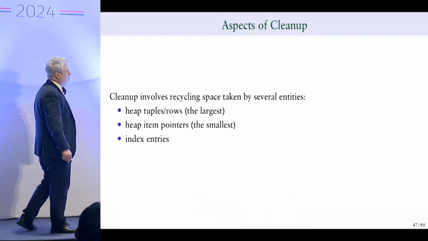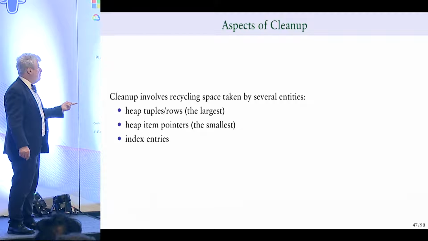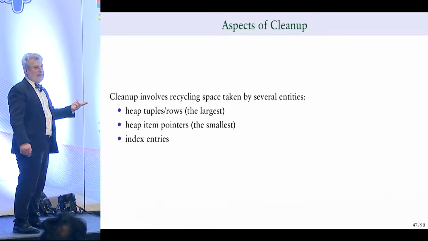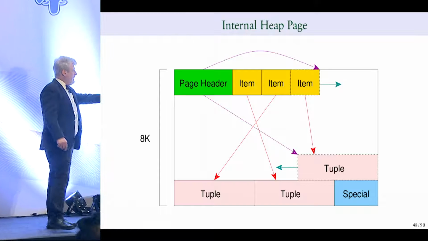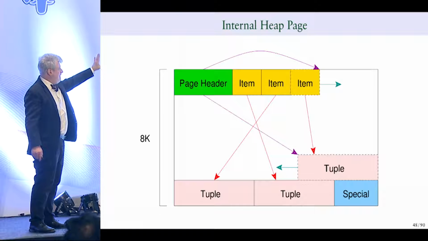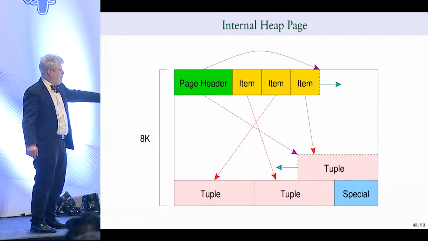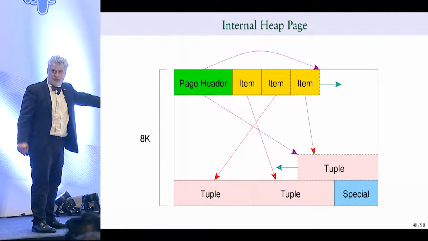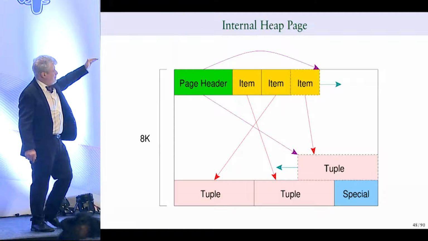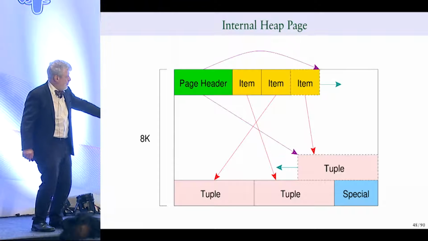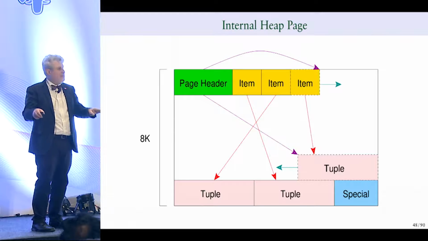So again, what can we do? We can remove the data row, we can remove something called item pointers, and we can remove something called index entries. There are actually 3 cleanups that we potentially have to do here. So this is what a page looks like in Postgres. We have a header at the top, and we have item pointers. The item pointers point to data, in this case tuples or rows, and the rows are at the back of the page and they grow forward. So the item pointers grow from the top to the bottom, the rows grow from the bottom to the top. When the 2 meet, the page is full. We go for a new page.